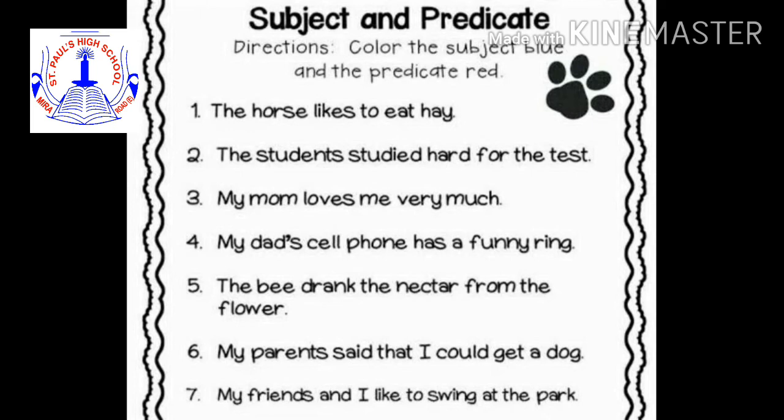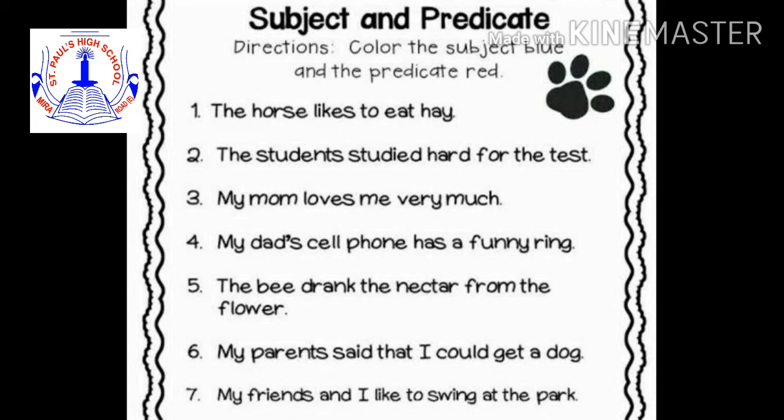Fourth, my dad's cell phone has a funny ring. Now here I am talking about my dad's cell phone. So students, our main subject in the sentence is my dad's cell phone. Okay. Now what am I saying about my dad's cell phone? It has a funny ring. So "has a funny ring" is the predicate.